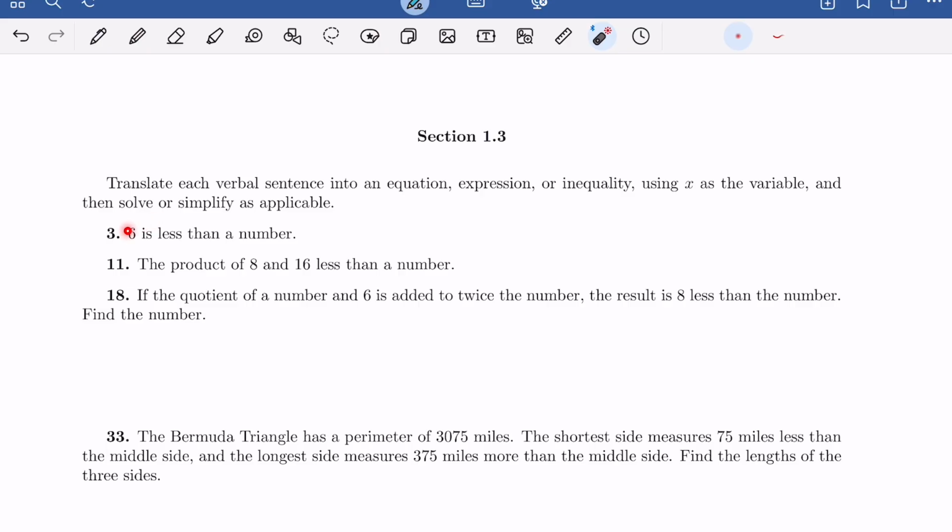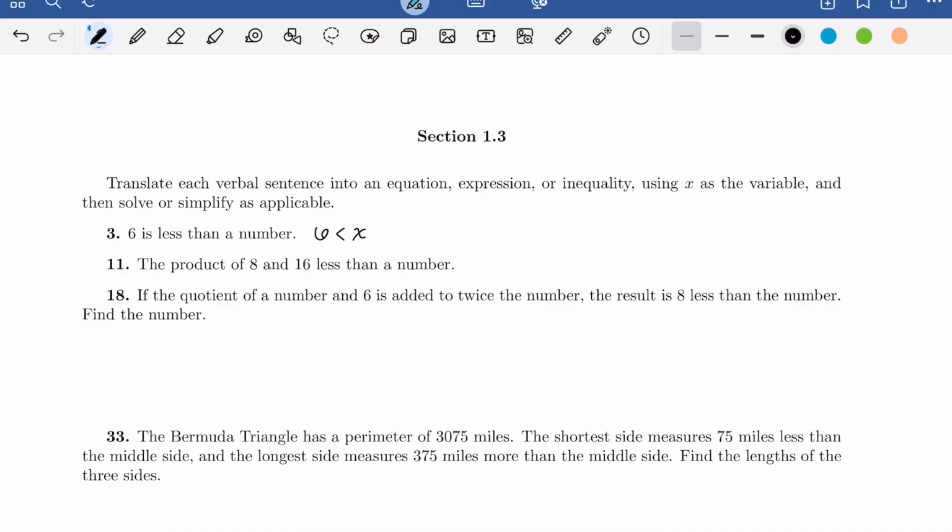So for question 3, 6 is less than a number. Our unknown value is this number, so that's what we are going to use x for. So x is going to represent this unknown value. So 6 is going to be less than a number, and that number is going to be x. All right, that one's pretty simple. We can't simplify or solve for anything.